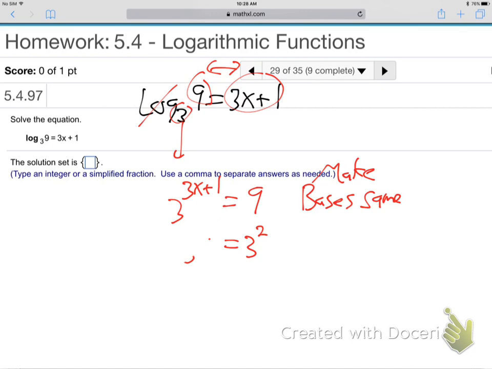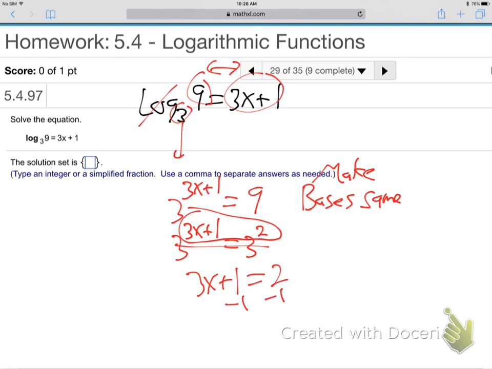Now you can single out the powers. Once you make the bases the same, the powers have to be equal. Because if 3 to something is 3 to something, they've got to be the same powers, or 3 to one of them wouldn't equal 3 to the other. So you basically cut out the bases at that point. 3x plus 1 is 2, subtract 1, 3x is 1, divided by 3. Boom. X is 1/3. Good? For all that?